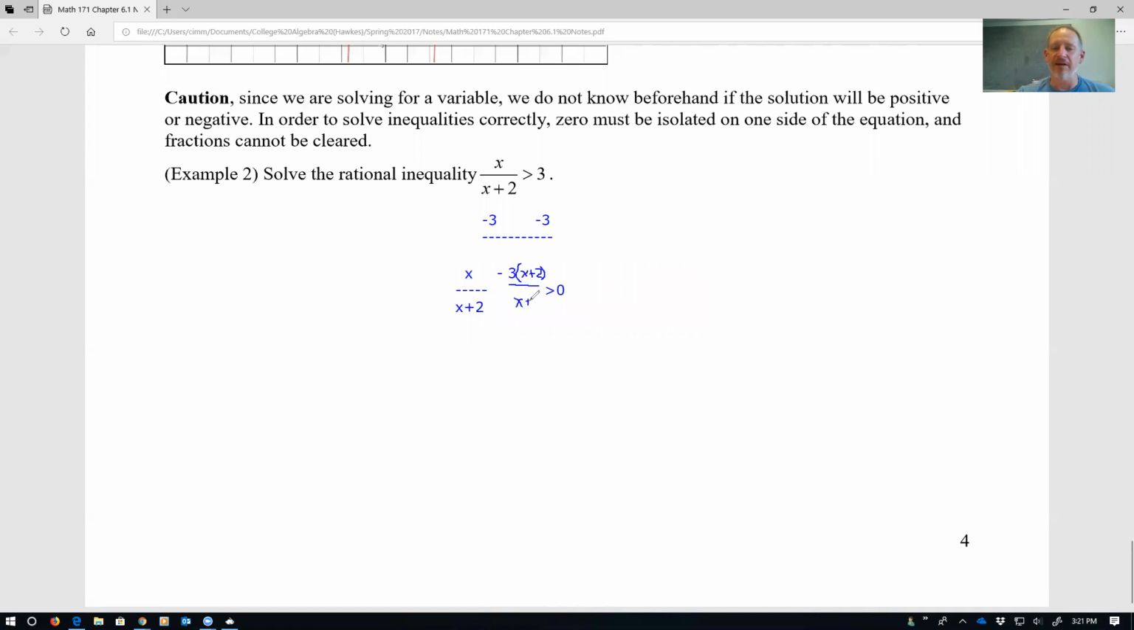Now that I've built that fraction up, I can put both denominators over x plus 2. So let's do that. x minus 3 times the quantity x plus 2, all over x plus 2 is greater than 0.